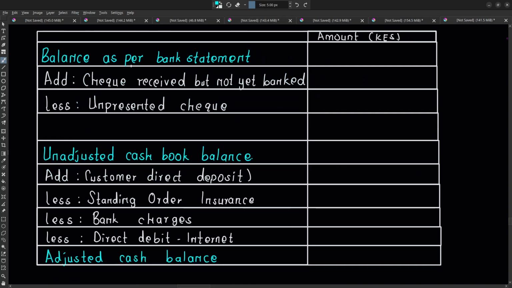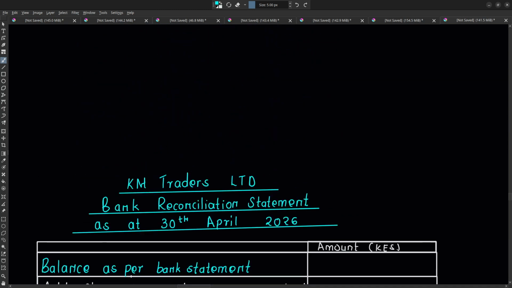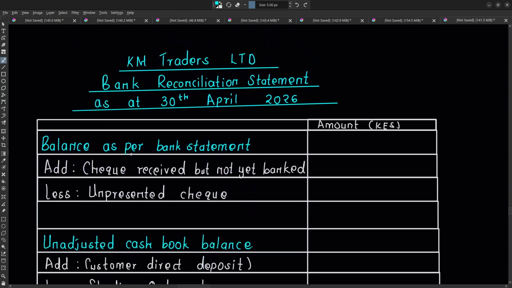Basically, one thing you should note, there is usually the header. Okay, you have to show this is KM Traders Limited. Then this is the bank reconciliation statement as at 30th April 2026. So this is for the period 30th April 2026.